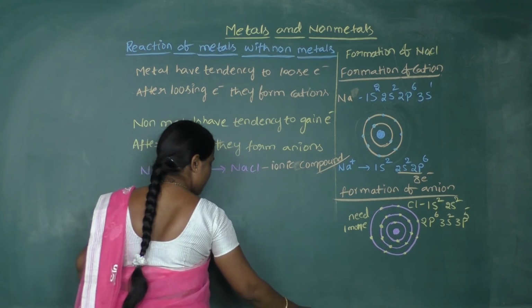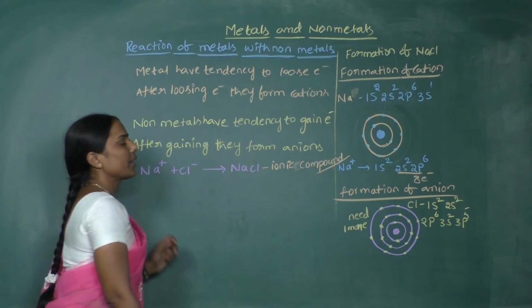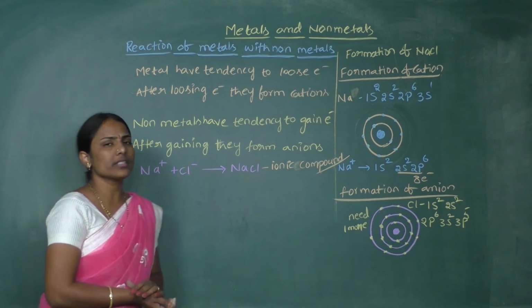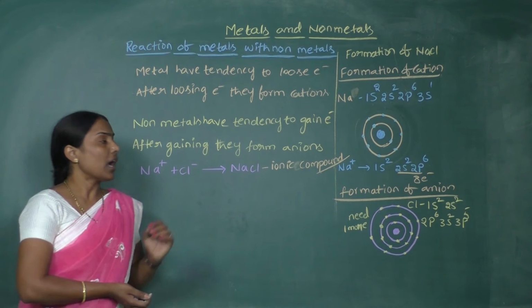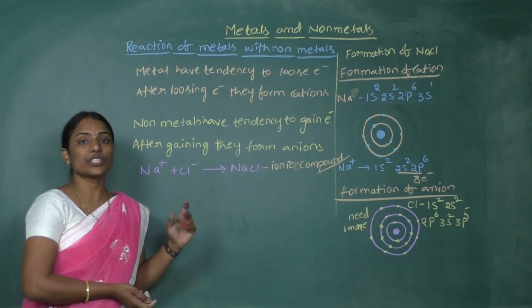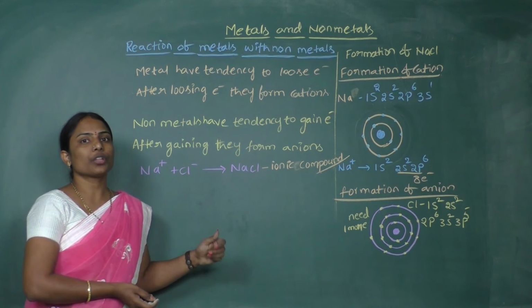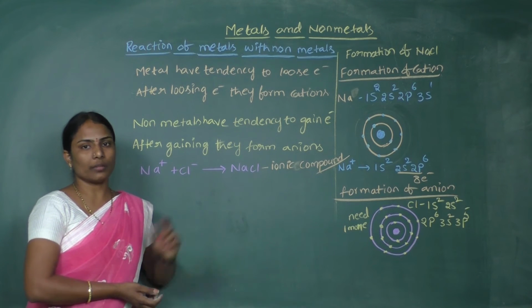Okay, what do we call this compound? This compound is called an ionic compound. So from this, what do you understand? What is an ionic compound? An ionic compound is one which is formed by the combination of a metal and a non-metal.